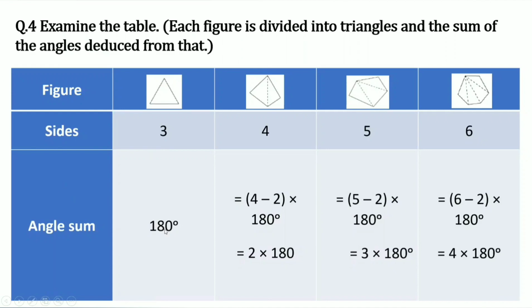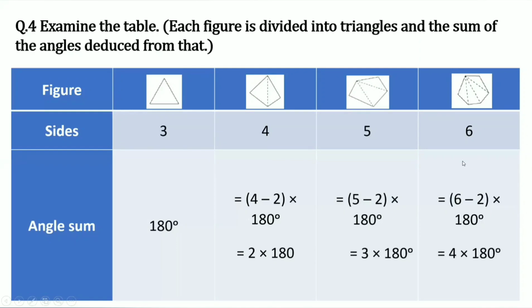Now let's see the angle sum. About the triangle, we already know that the angle sum is 180 degrees. For a quadrilateral, it should be n minus 2 multiplied by 180 degrees. Here n is equal to 4, so it is 4 minus 2 into 180. So it is 180 into 2, so it is 360 degrees. For a pentagon, it is 5 minus 2 into 180. So it is 3 into 180. 3 times 18 is 54. So it is 540.